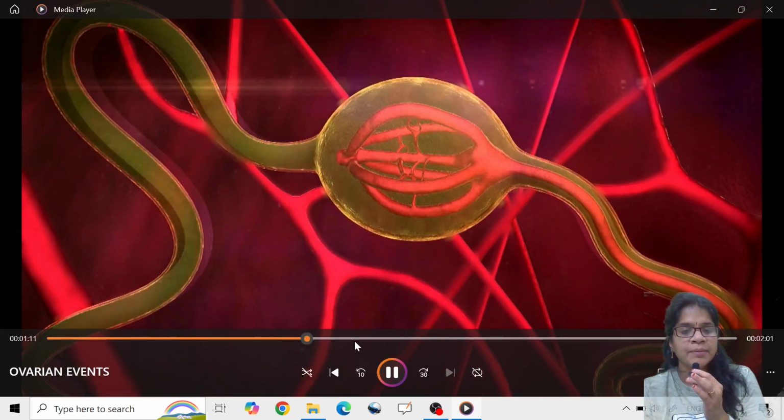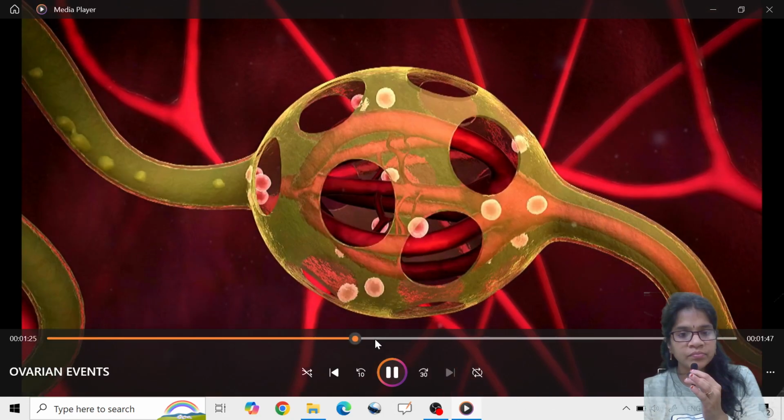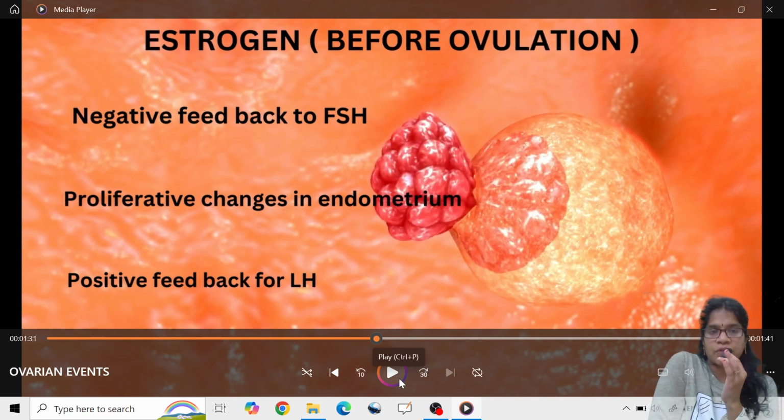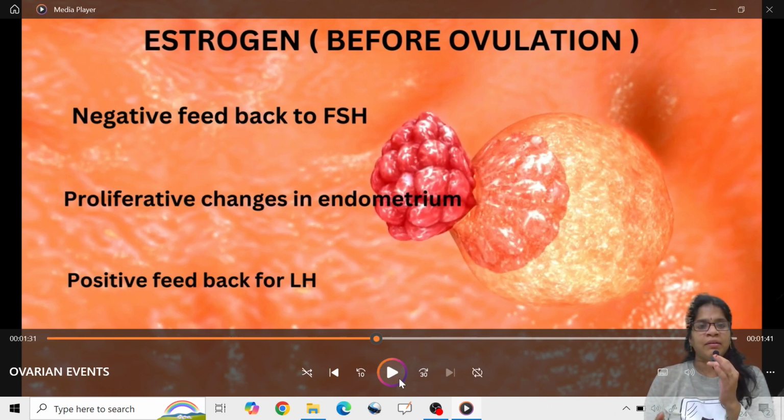Now let's see, what are the main important functions of your estrogen? Once estrogen is released in your body, you can easily see it in the blood of a lady at that time. Estrogen will be in a higher amount during the first half of your cycle. That is no doubt. And what are the main functions of the estrogen produced?